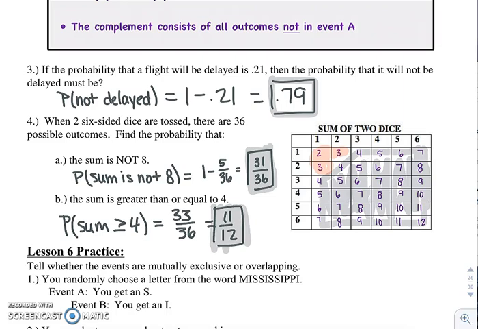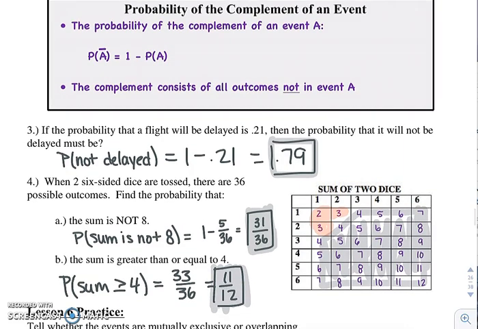So usually it'll ask you for the complement of an event if it's just easier to find that, or if it only gives you the probability of what it is, and it's asking you for what the probability of it not being that would be. And that is it for the complement of an event. Just remember, it's noted as this, so if it doesn't say complement, that's how you would know.